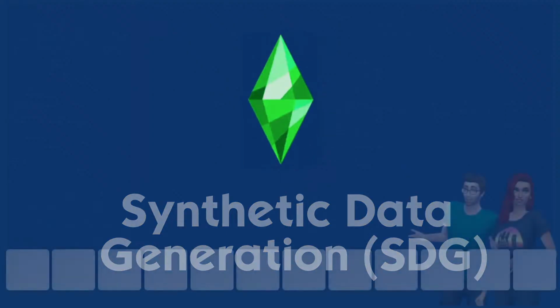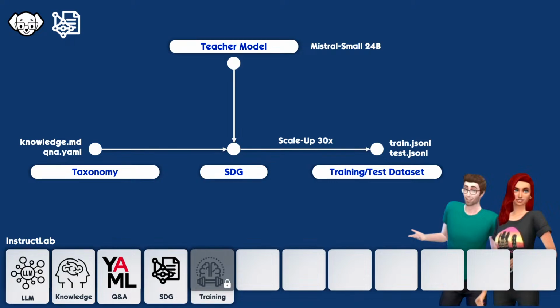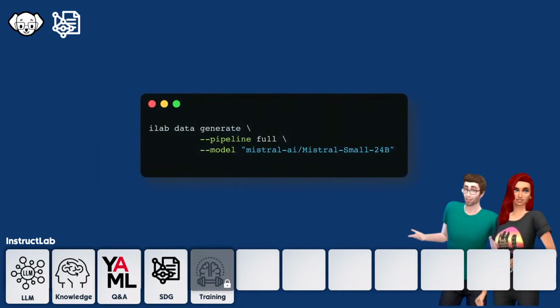So the next step, as mentioned before, is the synthetic data generation. What happens is that InstructLab takes the taxonomy, a markdown file and a YAML file, and then uses the teacher model, as mentioned before. We are using Mistral Small to scale these Q&A pairs up by 30 times. So we have 30 times the questions and answers generated by Mistral out of our knowledge and Q&A YAMLs. The result is 2 JSONL files, one for training and one for testing, and we will use them in our next step to actually train the model.